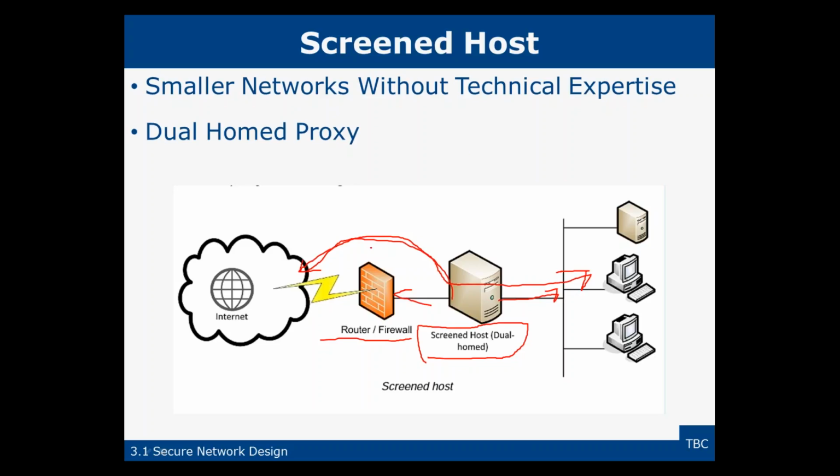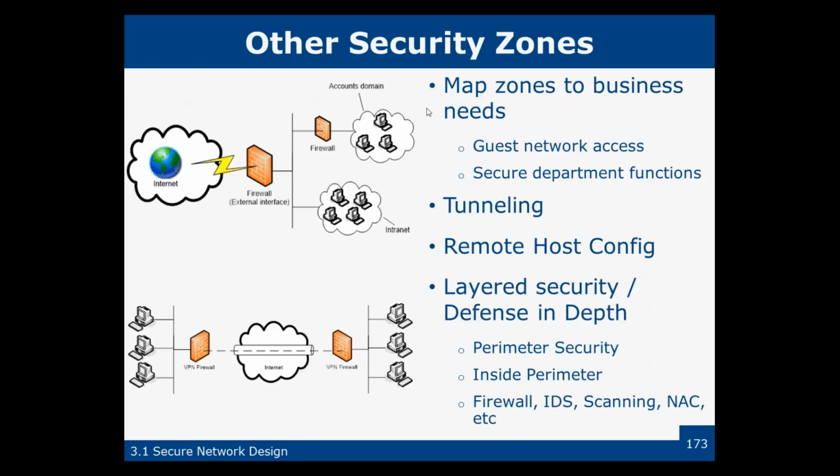When we talk about home office machines, the routers there are not going to be nearly as complex as the other ones that we use. Other security zones, we can map the zones, and this shows mapping the zones to the business needs. We have an access accounts domain here, the intranet at this location, and this has an external interface, a firewall here, and then we're protecting our resources with another firewall.